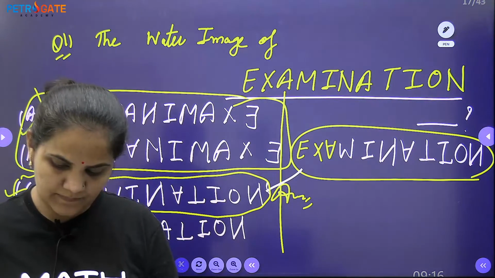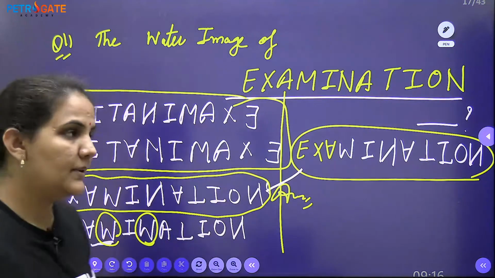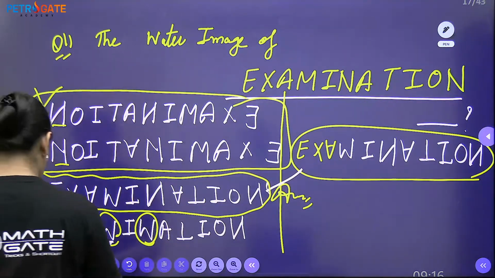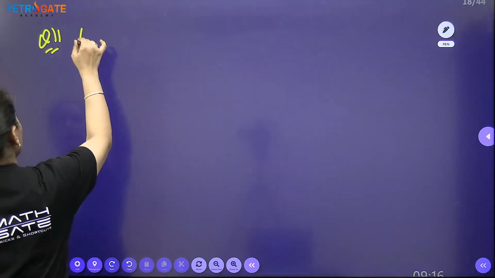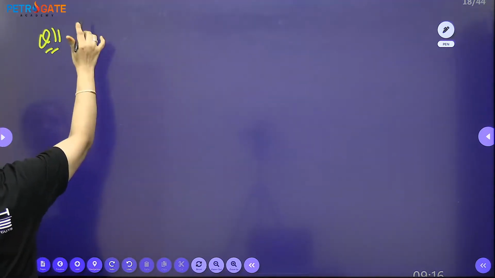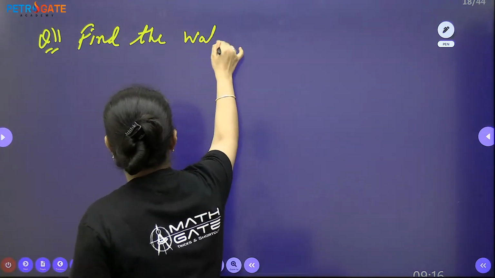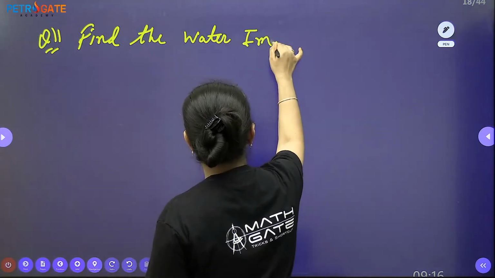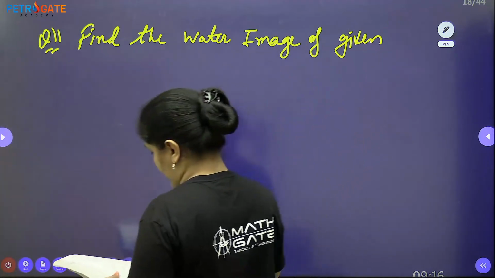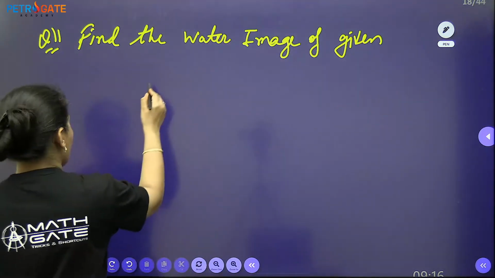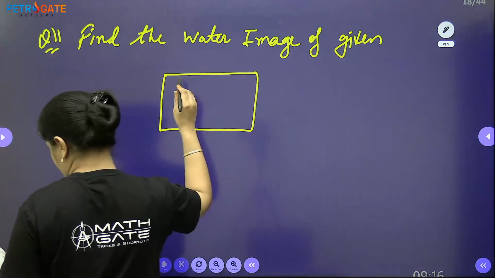Can we go with the figure also? Yes, we can go with the figure also. Let me write down one good question of water image. Okay, we can go with this question also. Find the water image of the given figure. Exactly, it's not a figure, but yeah, we can go for this one. It is written like this.